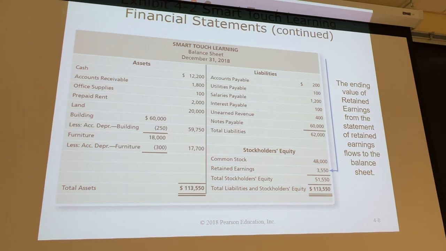Keep in mind that if you saw a retained earnings figure on the adjusted trial balance, make sure that you don't just copy that over to the balance sheet, because that in fact was the beginning balance in retained earnings, and that's not what you want. Here you want the ending balance in retained earnings, and that can only come from the statement of retained earnings after you have calculated what it should be.